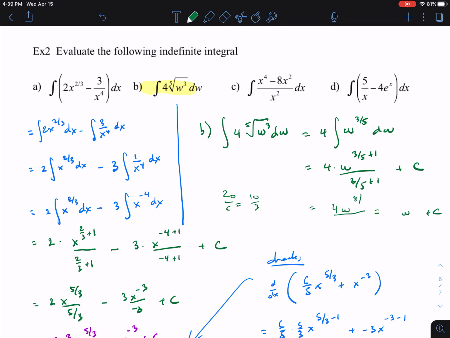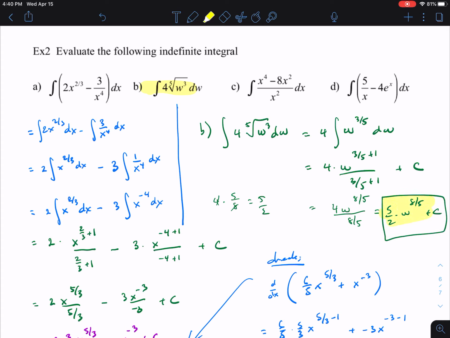8/5 is right here, and then 8/5 below. So 4 divided by 8/5 is 4 times 5 over 8, which is 5/2. So 5/2 w to the 8/5. And that should be our answer.